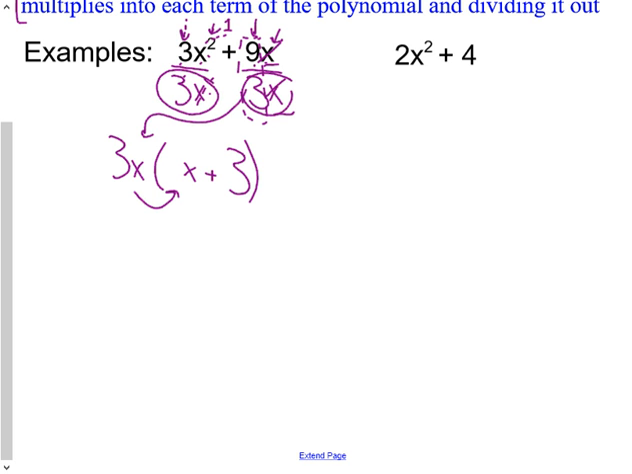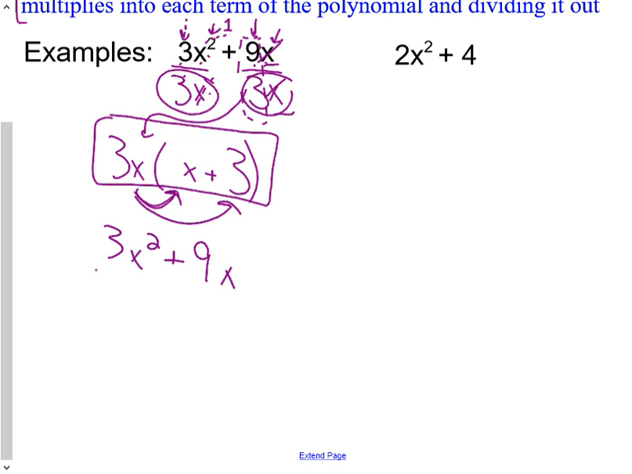Now, as a quick double check, your answer should be able to multiply. If we quick distributed, 3x times x is 3x squared. 3x times 3 is 9x. We should get the same piece we started with. Those match, so they should be equivalent pieces. We are not changing the value of this. So we got 3x squared plus 9x and matched the original.